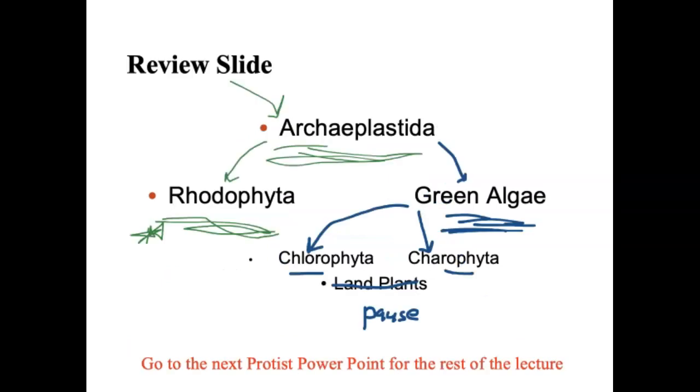Okay, so go to the next Protist PowerPoint for the rest of the lecture, and we'll get into the last two supergroups. We have Rhizaria and then Opisthokonta, kind of a goofy, weird group, but not a whole lot we're going to cover under Protist. We're going to cover most of that under animals and fungi. All right, so go to the next set of slides, and let's tackle the rest of the protists.